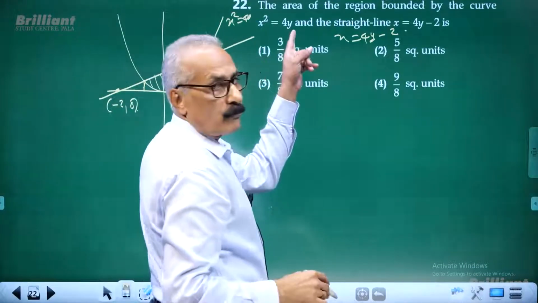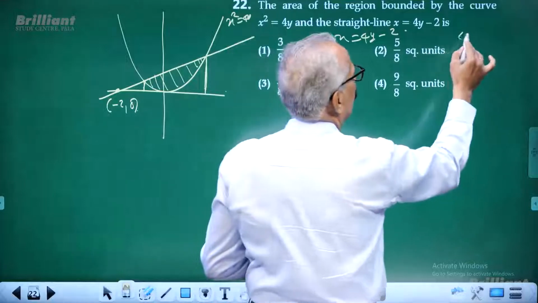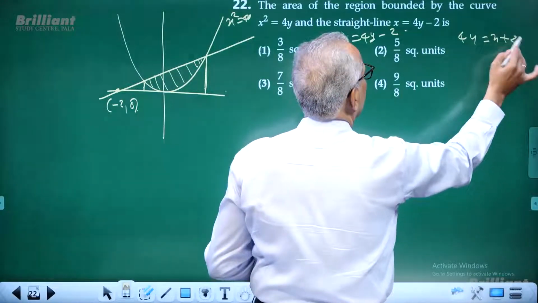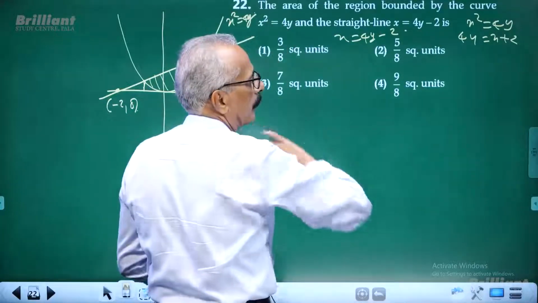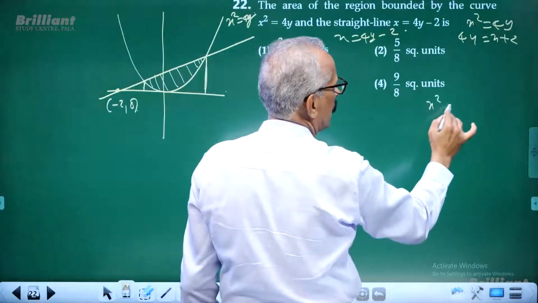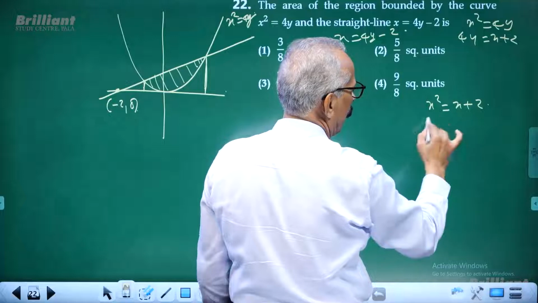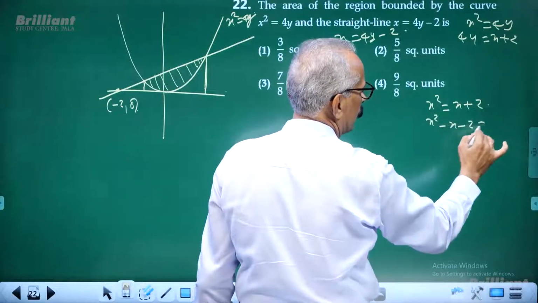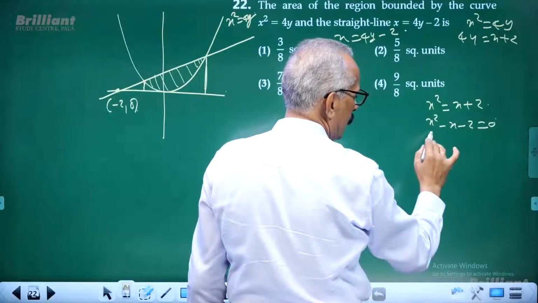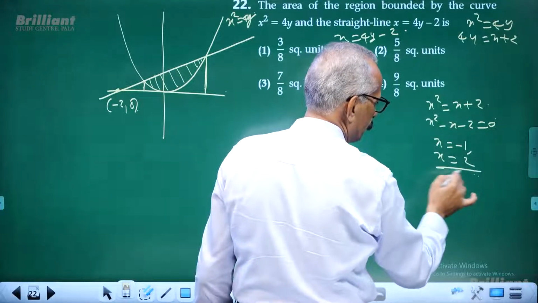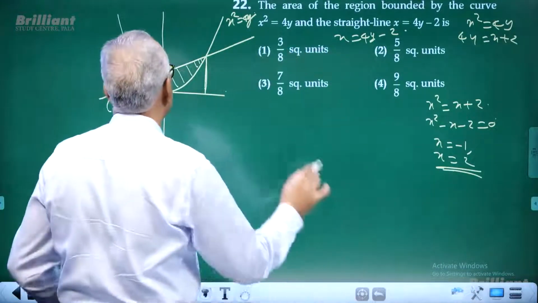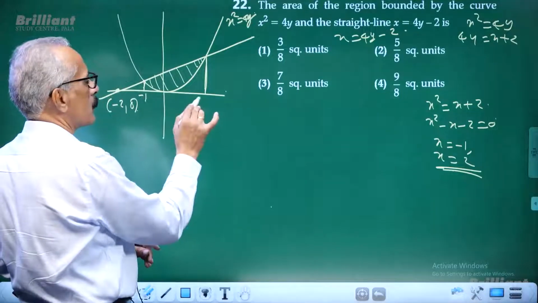Solve means both are 4y. Look. From here, 4y is equal to x plus 2. And here, x square is equal to 4y. So, x square is equal to x plus 2. Okay. Or x square minus x minus 2 equal to 0. That means x equal to minus 1, x is equal to 2. So, this is minus 1, this is 2.